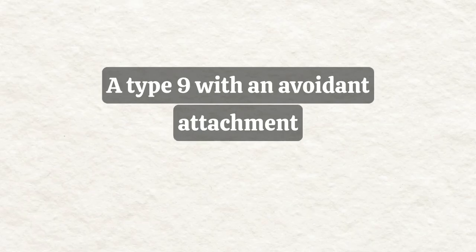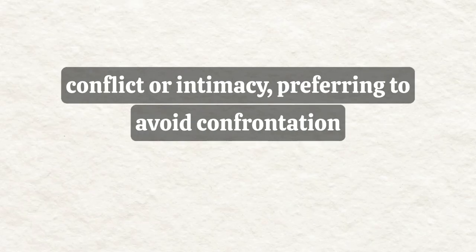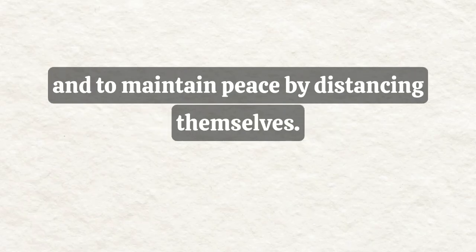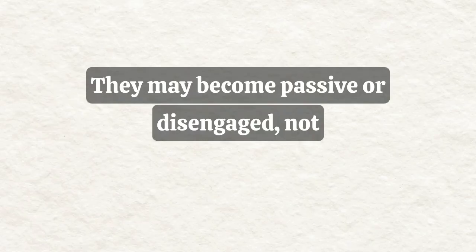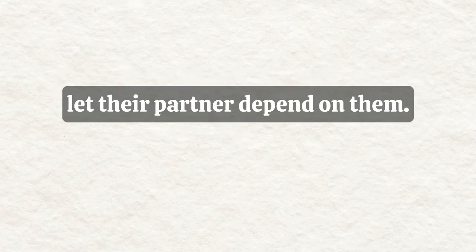A type 9 with an avoidant attachment style may withdraw emotionally when faced with conflict or intimacy, preferring to avoid confrontation and to maintain peace by distancing themselves. They may become passive or disengaged, not wanting to depend on their partner or let their partner depend on them.